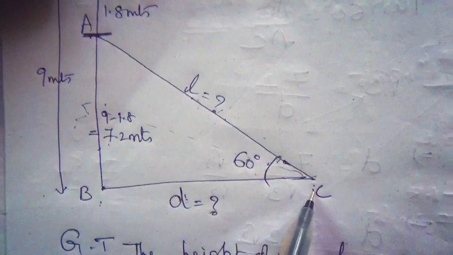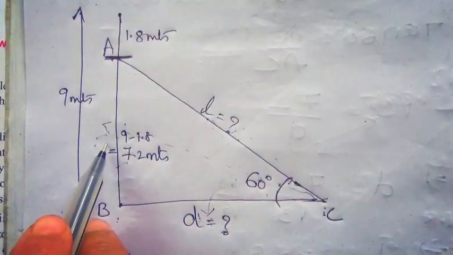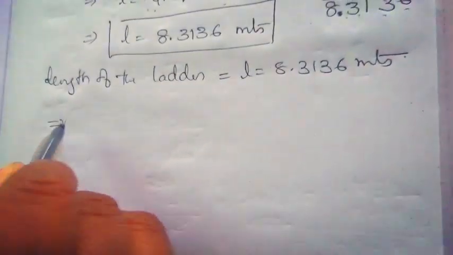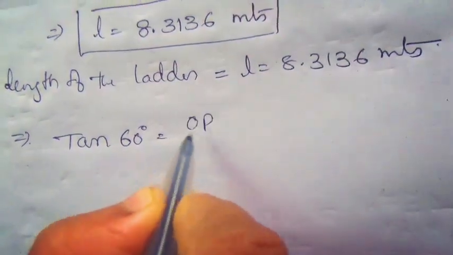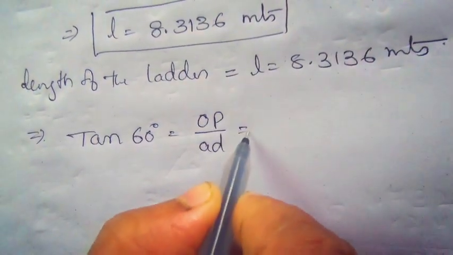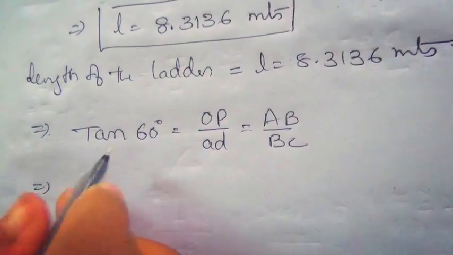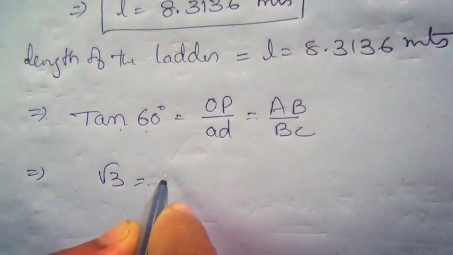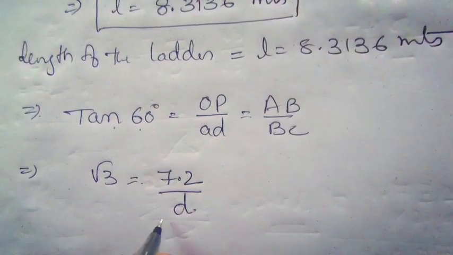Okay, so next, to find the distance between the foot of the pole and the foot of the ladder, we have to find the trigonometric ratio. That is opposite side and adjacent side. Tan I want to take here. That implies tan 60 degrees is equal to opposite by adjacent, that is equal to AB by BC. Tan 60 degrees is root 3. AB value is 7.2 and BC value we don't know, D.